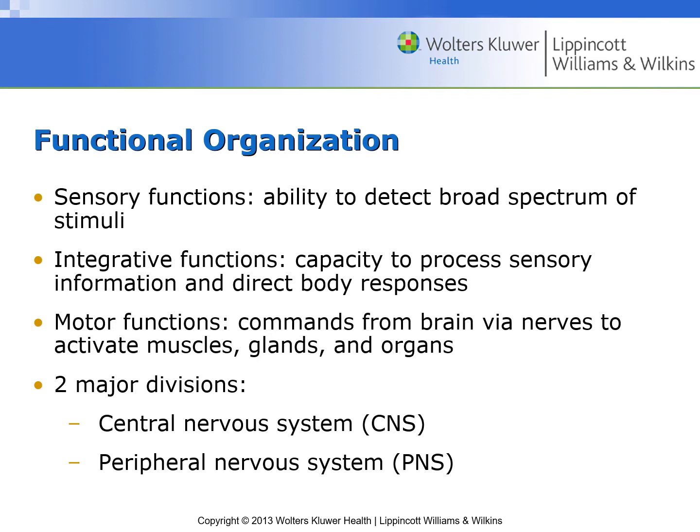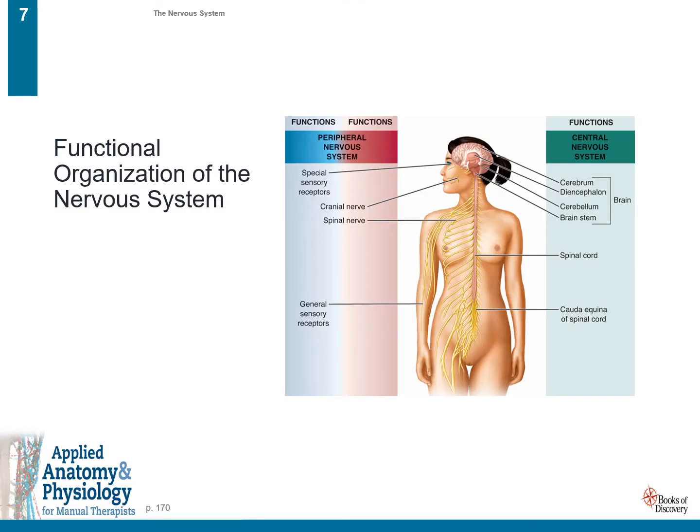There are 2 major divisions of the nervous system: the central nervous system, or the CNS, and the peripheral nervous system, the PNS. The central nervous system consists of the brain and spinal cord and serves as an integration center that interprets sensory input and determines motor responses. The PNS, or the peripheral nervous system, includes the sensory receptors and nerves that detect stimuli and bring sensory information to the CNS and carry motor commands away from the central nervous system to the effectors.